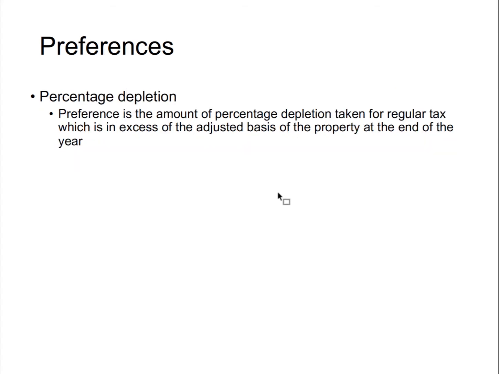Percentage depletion is an example of a preference. Now you're thinking, okay, wasn't that a timing difference? It's the amount beyond the adjusted basis that gets added in. That gets added back in. So it's not simply a timing difference, you just have to add that back, so that's a permanent item.